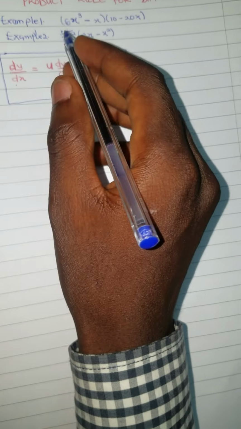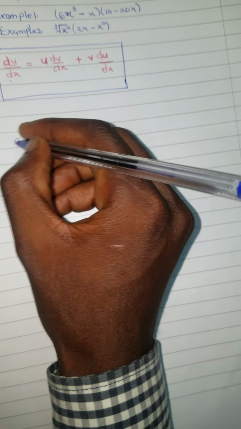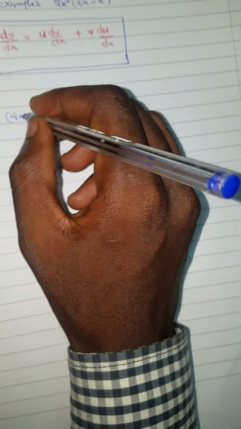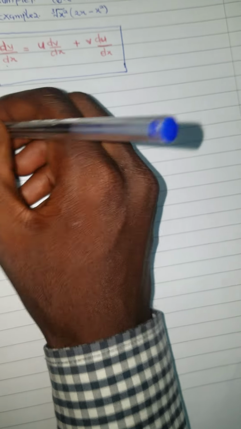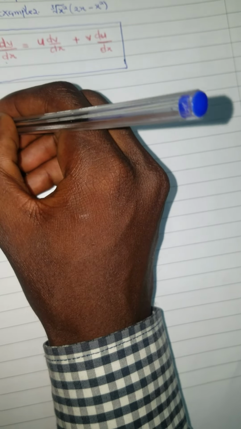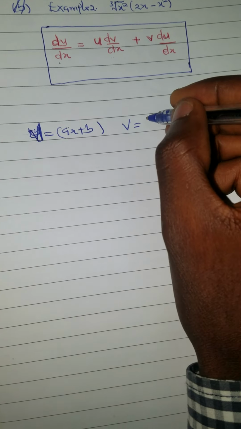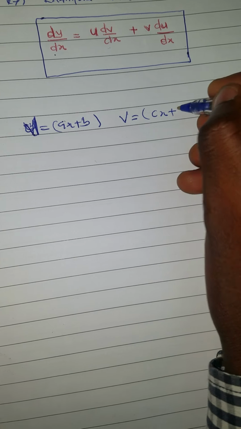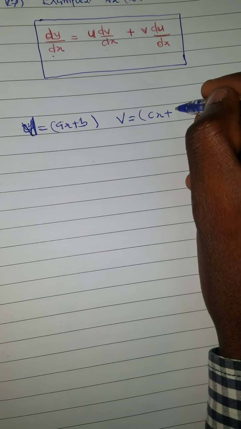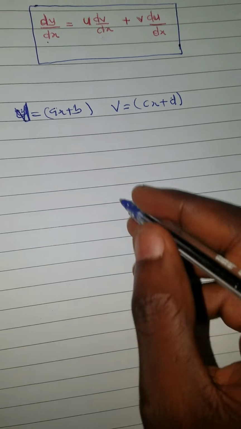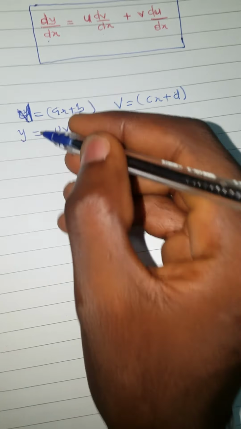Let's say, for example, you have ax plus b. It's a function on its own. Let me use u and v. u is equal to this and v is equal to, let's say, cx plus d. These are 2 functions. They are multiplying each other. So u is multiplying v and y is equal to uv.